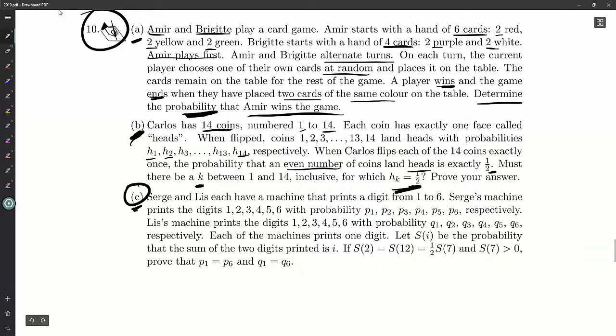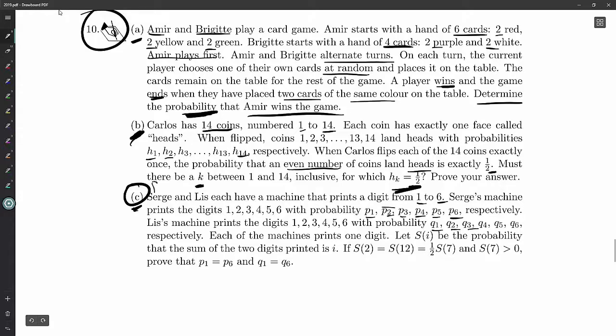Okay, C part. Serge and Liz each have a machine that prints digits from 1 to 6. Serge's machine prints the digits 1, 2, 3, 4, 5, 6 with probability P1, P2, P3, P4, P5, P6. Why did they use Serge and Liz? You've got Q1, Q2 do the same thing.